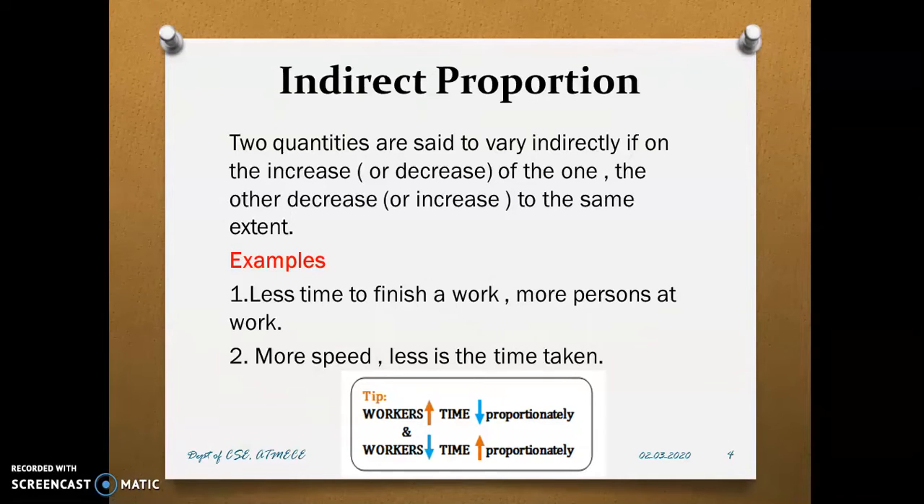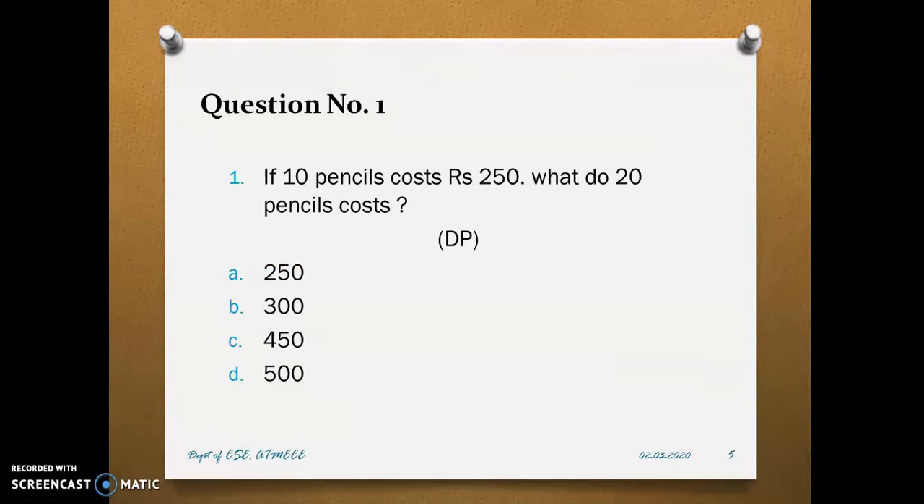If more workers are involved to complete any work, the time involved will be very less. If the number of workers involved to complete any work is very less, then the time incurred to complete it will be greater. So this is indirect proportion. So let's get started with problem number 1.